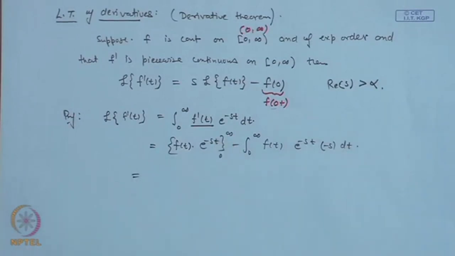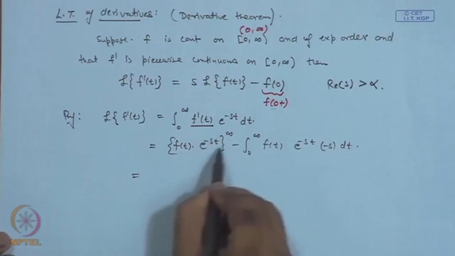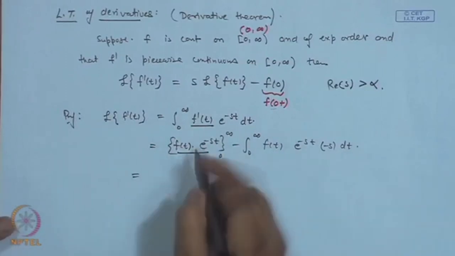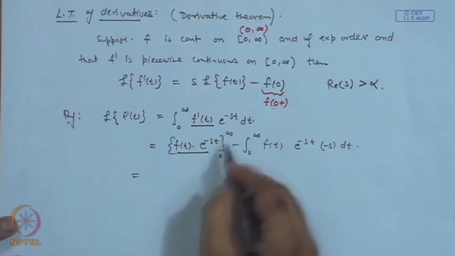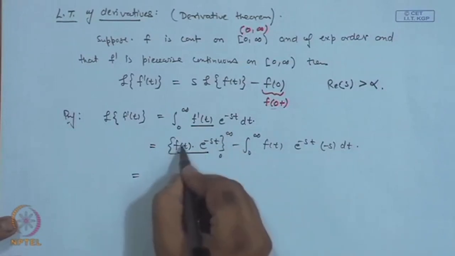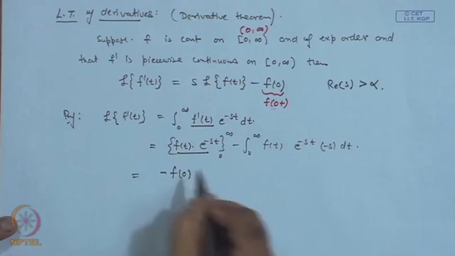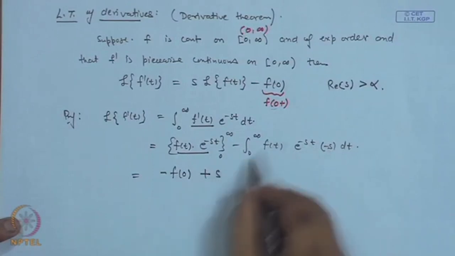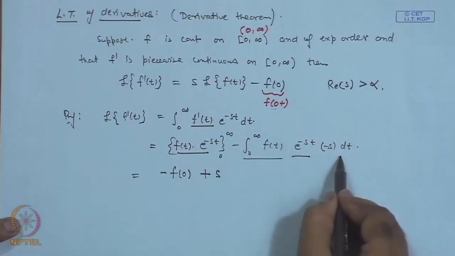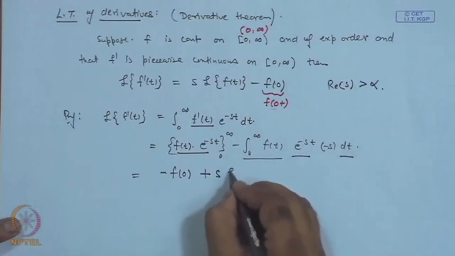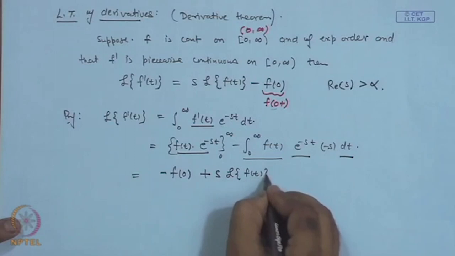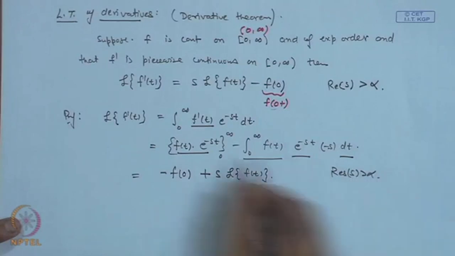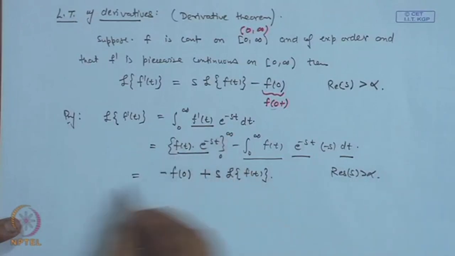As t approaches infinity, this will go to 0, as we have seen in the last lecture, because this function is of exponential order. Then as t approaches 0, we have f(0), so we have minus f(0), and minus minus gives plus s times the integral from 0 to infinity of f t e to the minus s t dt, which is the Laplace transform of f t. This is for real s greater than alpha, because only then will the boundary term be 0.